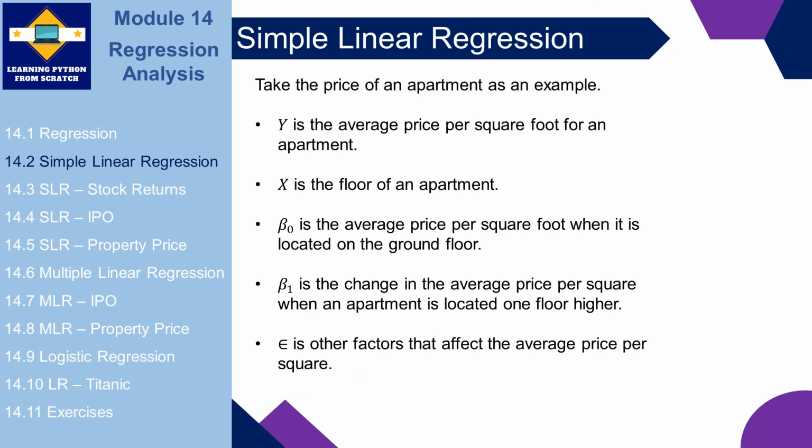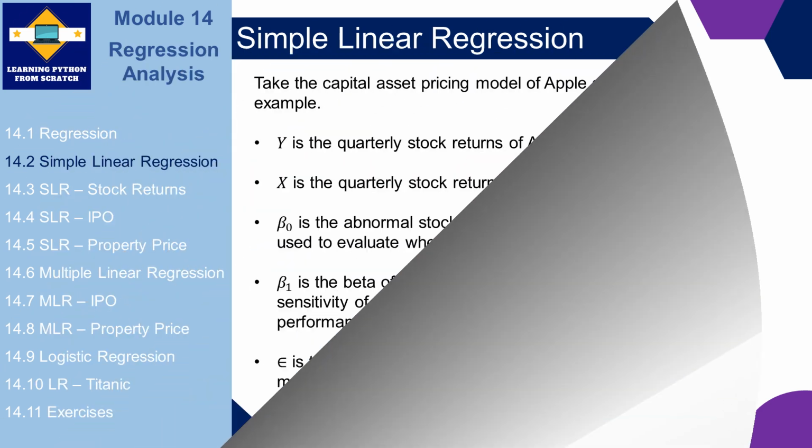Take the price of an apartment as an example. Y is the average price per square foot for an apartment. X is the floor of an apartment. Beta naught is the average price per square foot when it is located on the ground floor. Beta 1 is the change in the average price per square foot when an apartment is located one floor higher. Epsilon is other factors that affect the average price per square foot.